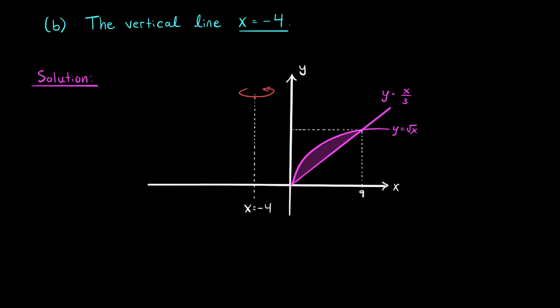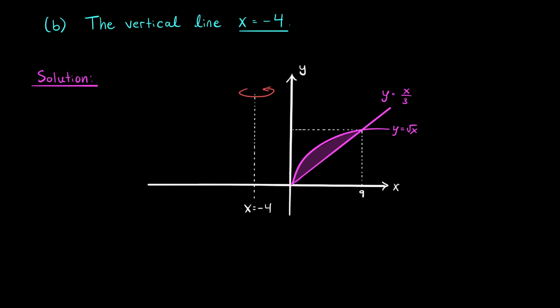Okay, in part B, we're working with the same region as in A, but this time we're rotating it about a different axis, the vertical line x equals minus 4. I've drawn that line over here to the left of the y-axis. Again, pause the video and try it yourself before you watch the full solution to this problem.